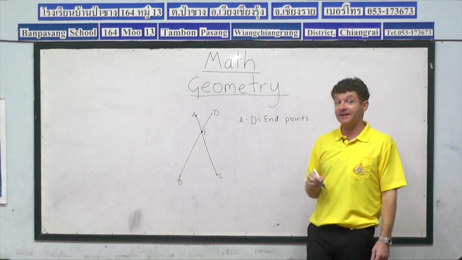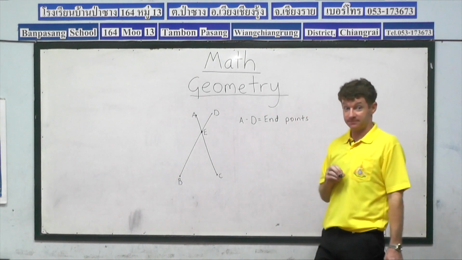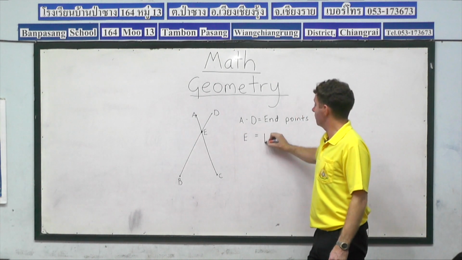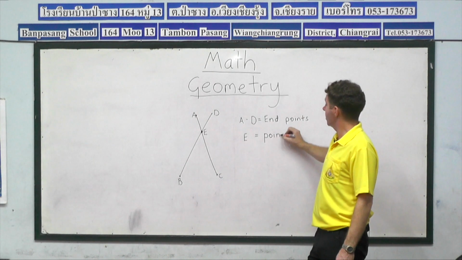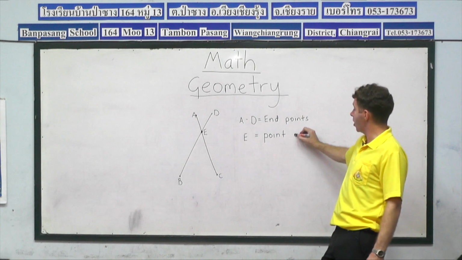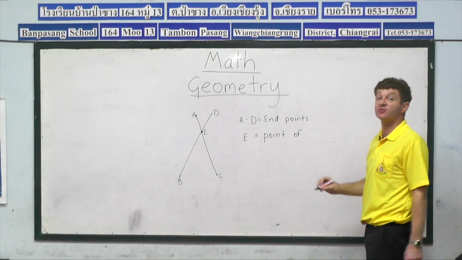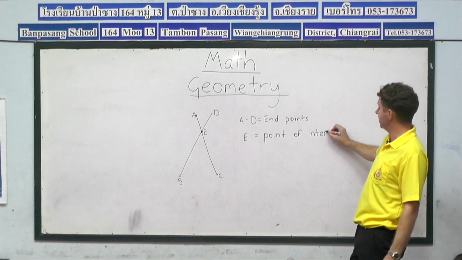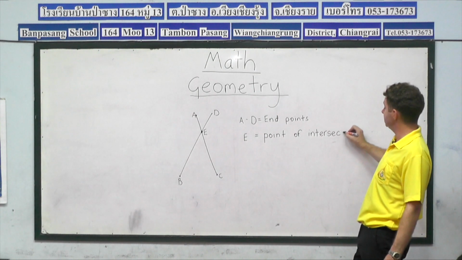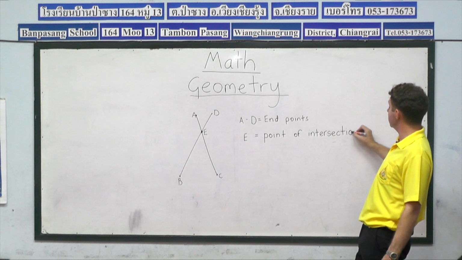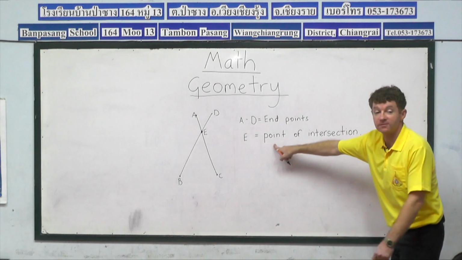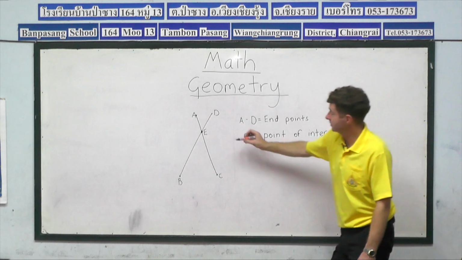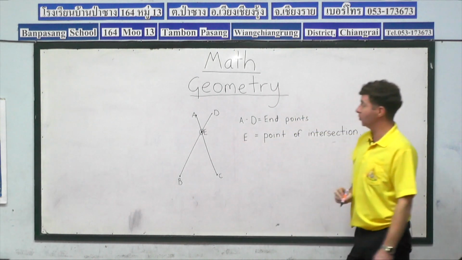But which point is our point of intersection? E. We can say E point of intersection, P-O-I-N-T, I-N-T-E-R-S-E-C-T-I-O-N. Point of intersection. The point at which the two lines meet.